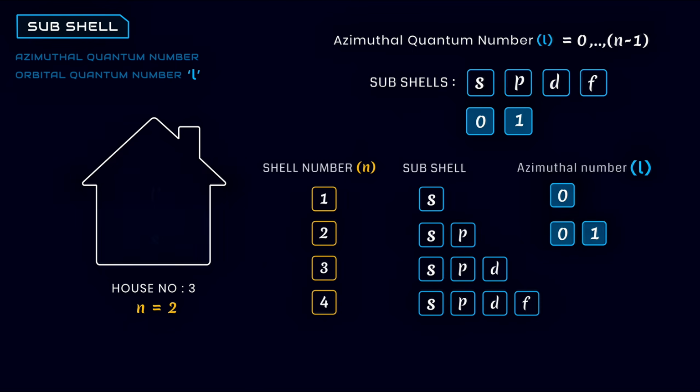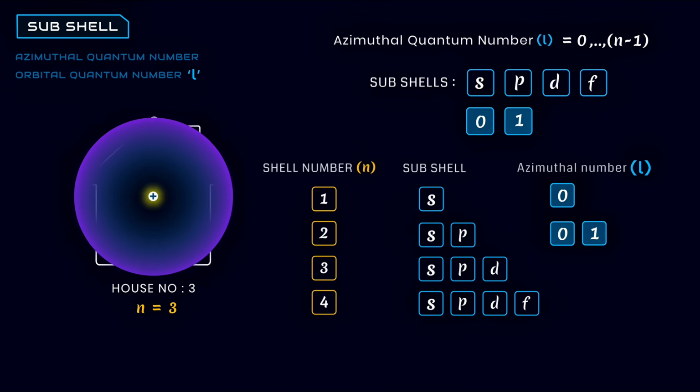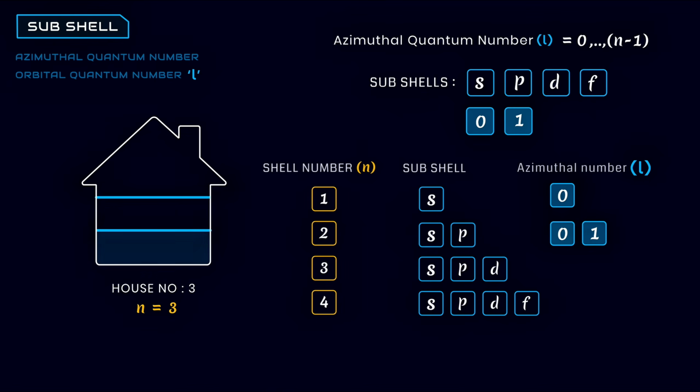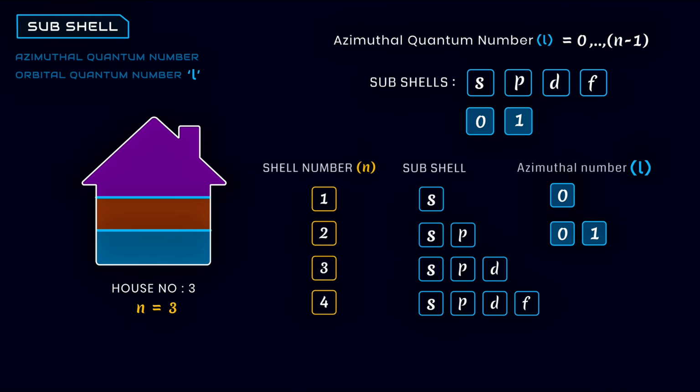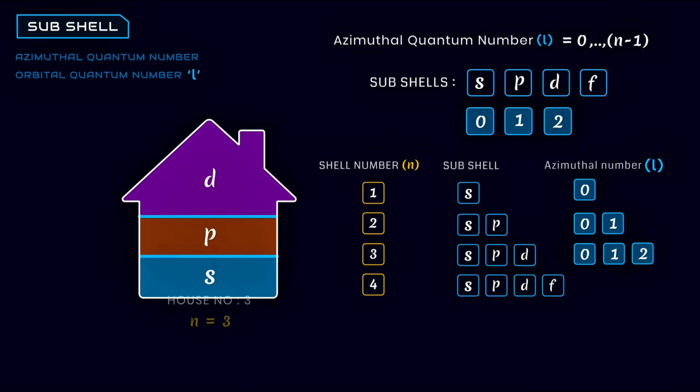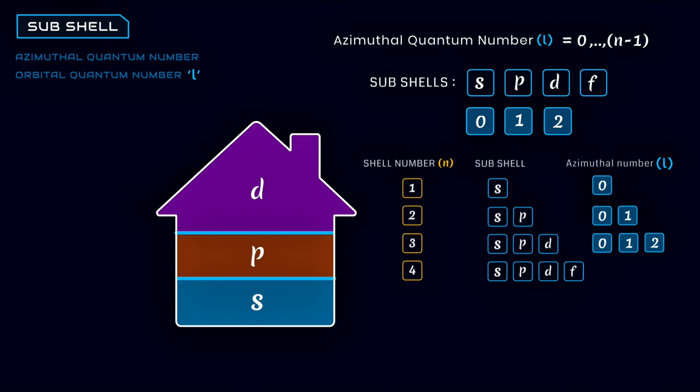House number 3, n is equal to 3, is bigger than houses 1 and 2. So it has 3 floors, ground floor, first floor, and second floor, corresponding to the S, P, and D subshells. So the third shell's L values are 0, 1, and 2. As we already know, a floor is not the final part of a house. Similarly, in the quantum model, a subshell is not the final part of the atom.